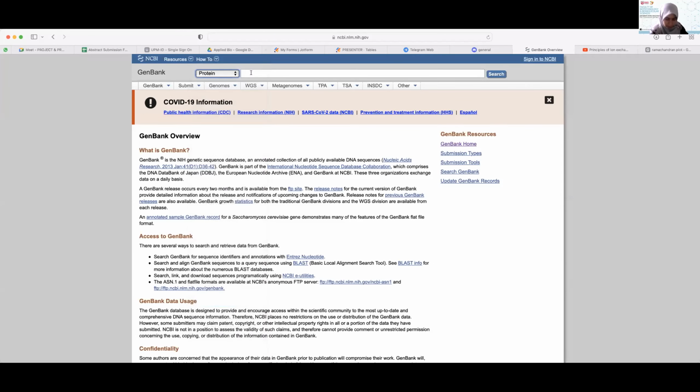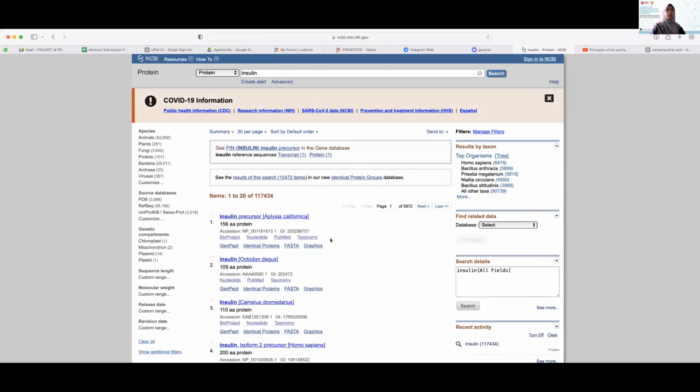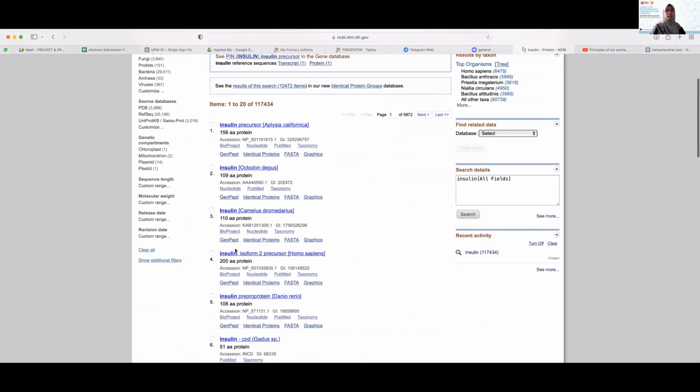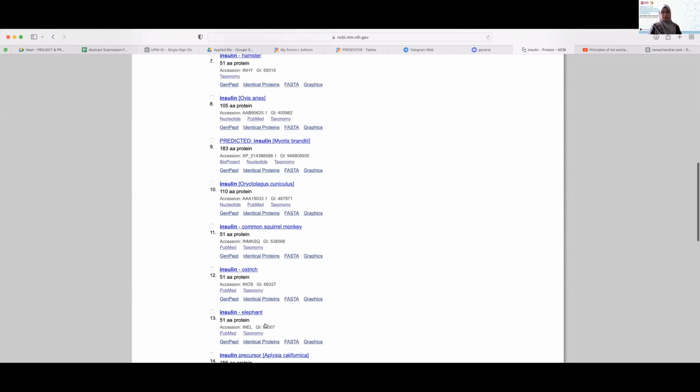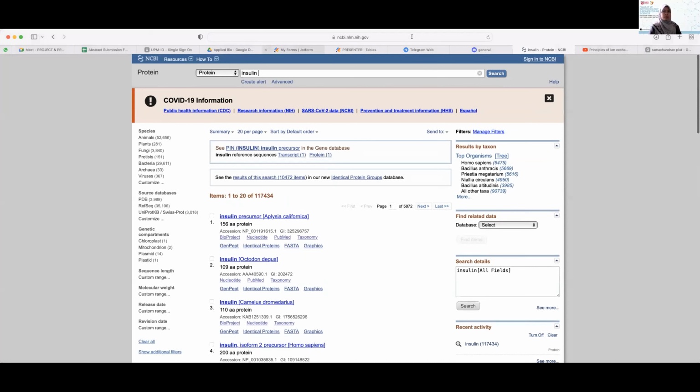You can even type here, maybe insulin just now. Here it will only give you the sequence, but may not share the protein structure with you. Like here, we have more than the one in the protein structure database just now. So this will only share the protein sequence. Insulin from hamster, Ovis aries, Myotis brandtii, common squirrel, monkey, ostrich, elephant.